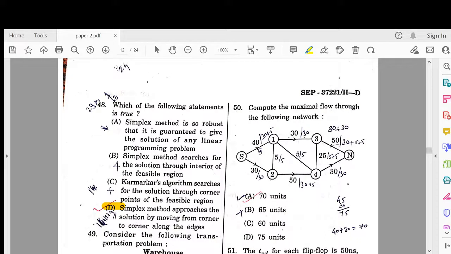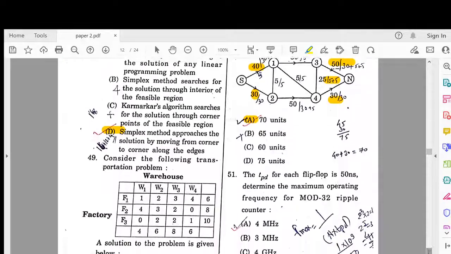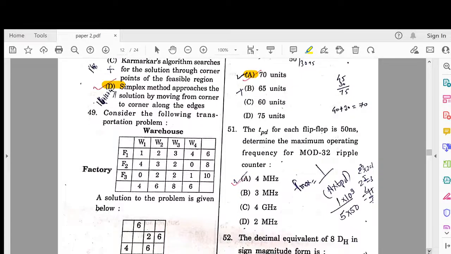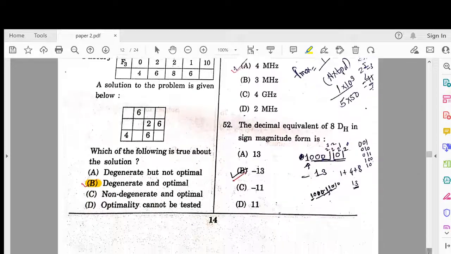Question number 50. The answer is 70 units. You can see here from this point 40 is going 30, so total 70. Check whether you are receiving here total 70 or not. So that is how you can calculate the final answer. Question number 51, answer is A, 4 megahertz. Question number 52, answer is B, minus 13.